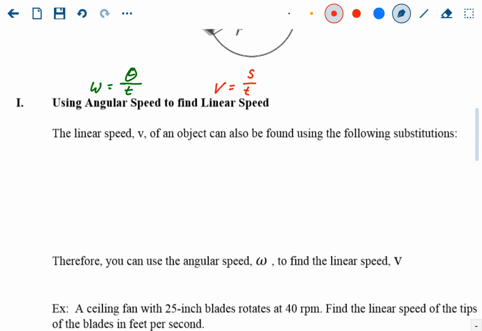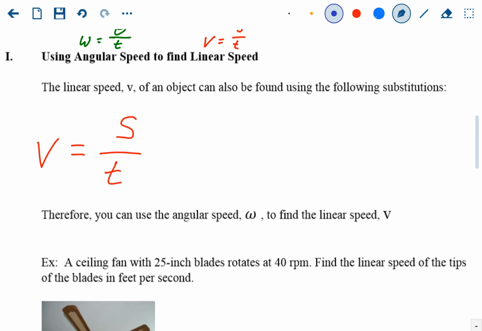All right, so using angular speed to find linear speed. All these formulas aren't anything new, but we're going to use some substitutions to rearrange the formulas. The linear speed V of an object can also be found using the following substitutions. We just said that V was equal to the arc length S over T. Now, if you remember from Trig Part 2, the arc length had its own formula. The arc length was equal to the radius times theta, and then you still have the over time.